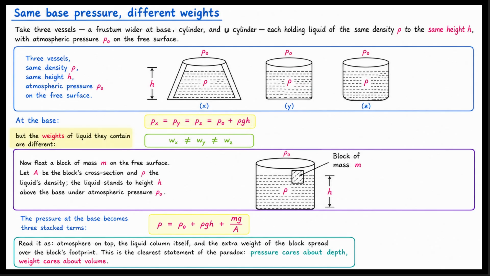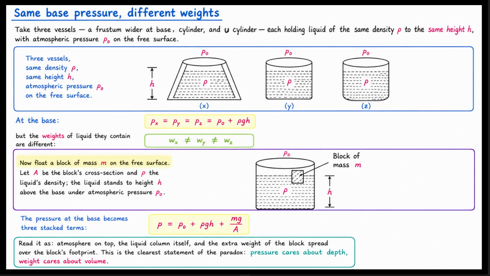What is not the same is the weight of liquid each vessel holds. The frustum, being widest at the base, holds the most liquid. The straight cylinder holds less. The U-bottom cylinder with its scooped-out base holds the least. The weights W sub x, W sub y, and W sub z decrease in that order. So the same base pressure, three different weights of fluid. That is the paradox in one image.